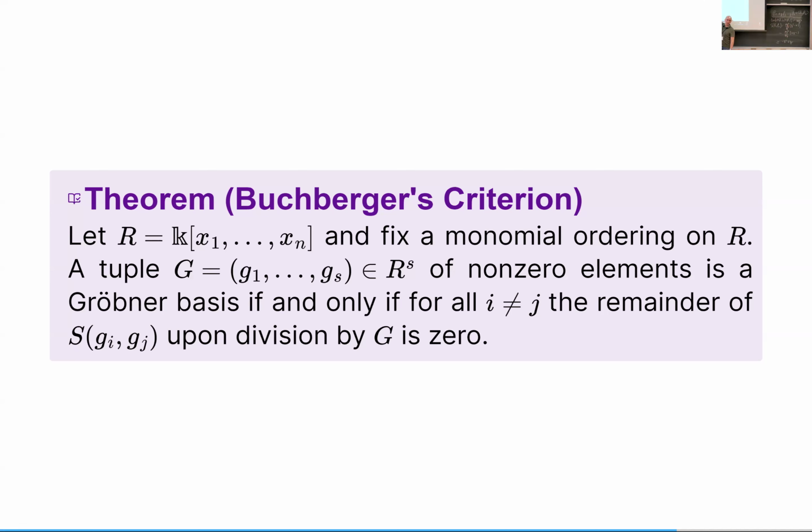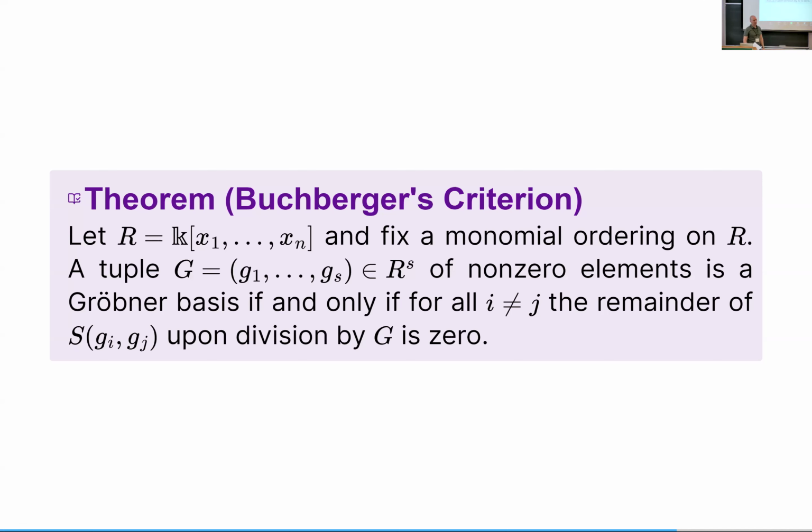Yes. Oh, yes, the order on G is fixed. Yes, exactly. Because it satisfies the definition, even if you did another division where you switch the order of the elements in G, because it's a Gröbner basis, the remainder should still be 0.